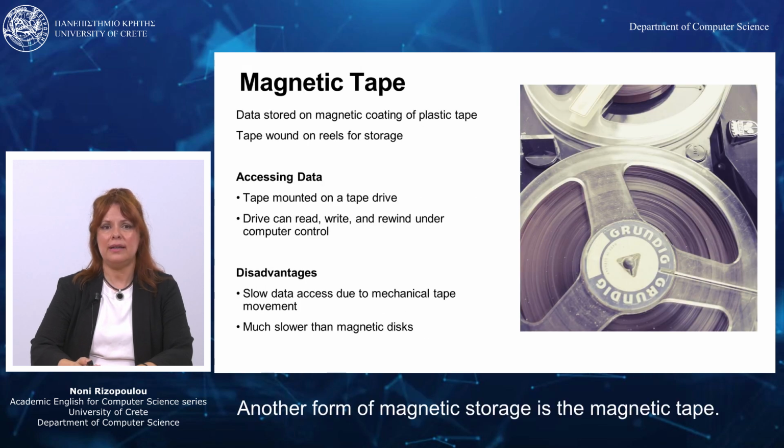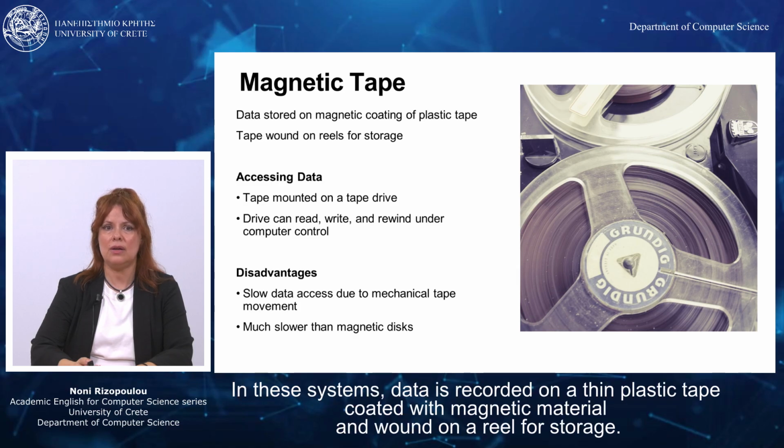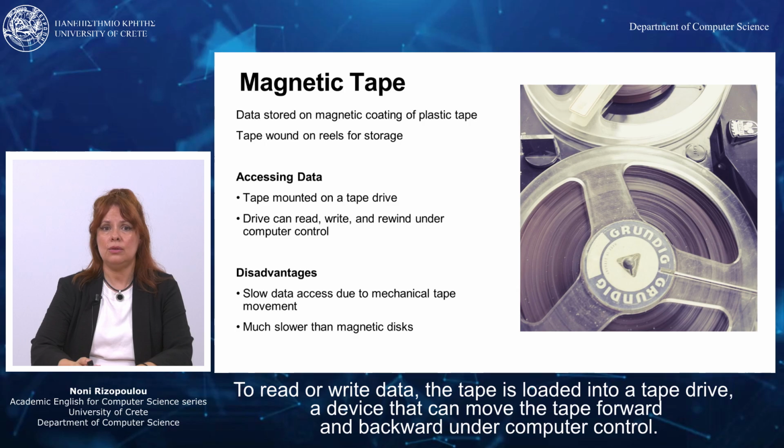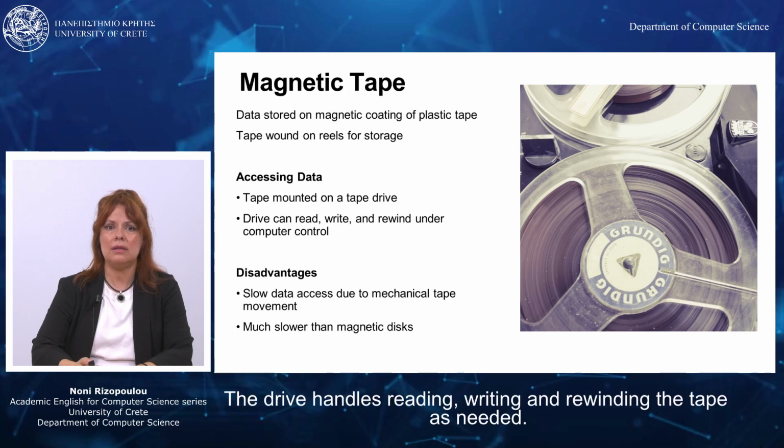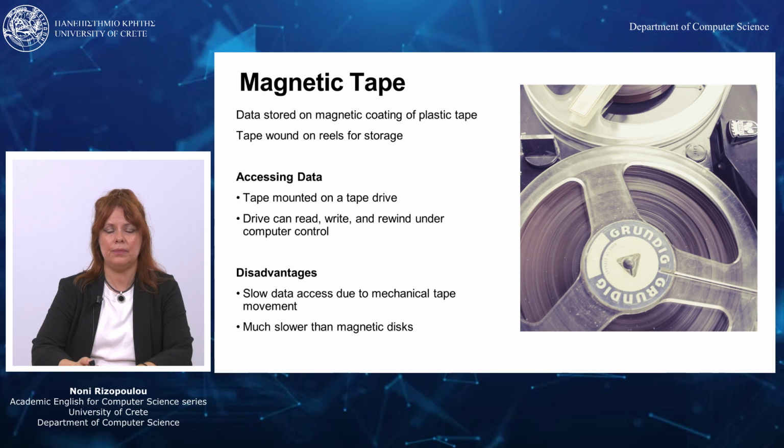Another form of magnetic storage is the magnetic tape. In these systems, data is recorded on a thin plastic tape coated with magnetic material and wound on a reel for storage. To read or write data, the tape is loaded into a tape drive, a device that can move the tape forward and backward under computer control. The drive handles reading, writing, and rewinding the tape as needed.